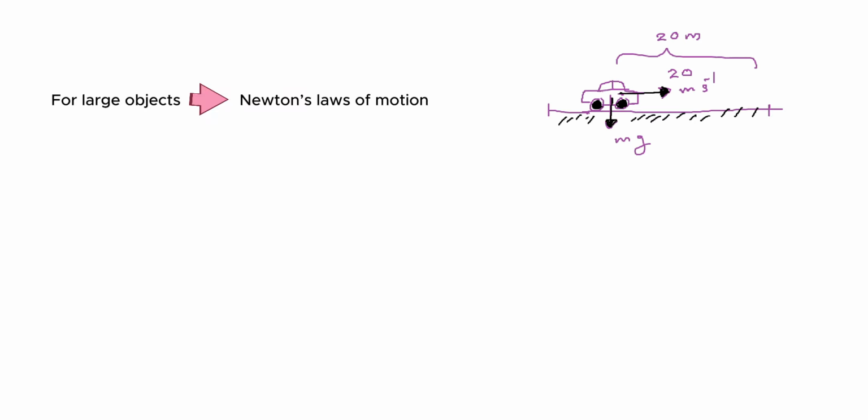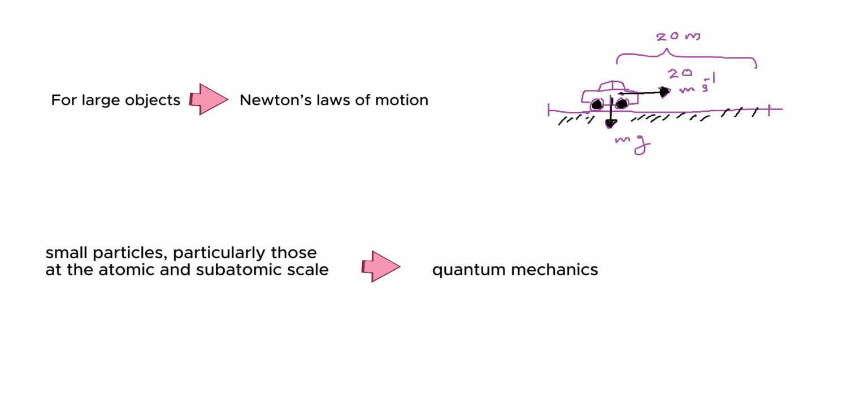Let's get started. To explain the motion of large objects, Newton's laws of motion are typically used. These laws help us understand properties such as position, velocity, and momentum. However, when it comes to extremely small particles like atoms, Newtonian mechanics no longer applies. In such cases, quantum mechanics is used instead.